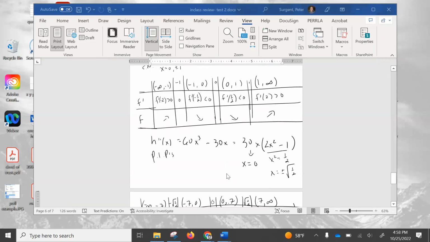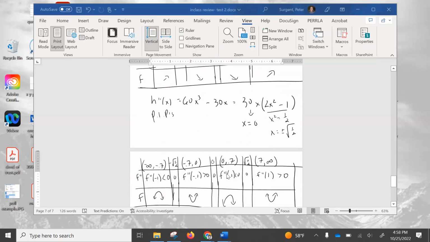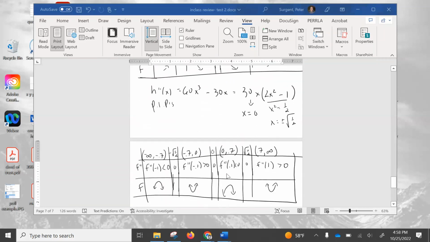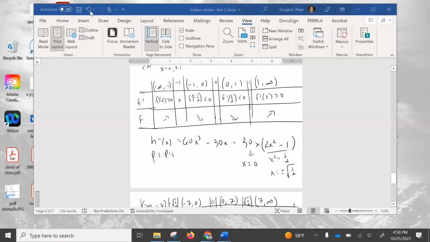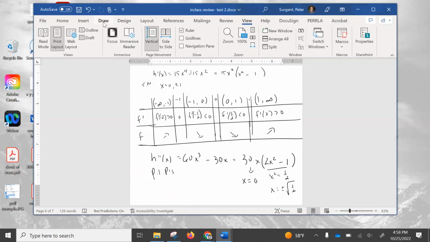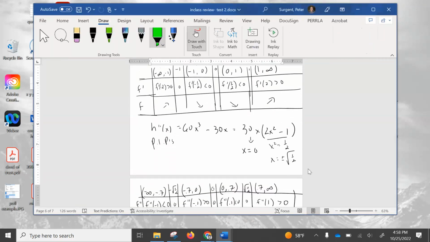If you made it to your second derivative, you get what I call possible inflection points at, here's my second derivative, 30x times 2x squared minus 1. So you get possible inflection points when x equals 0 and at plus or minus the square root of a half. 2x squared minus 1 equals 0. Solve for x, you should get the square root of a half.